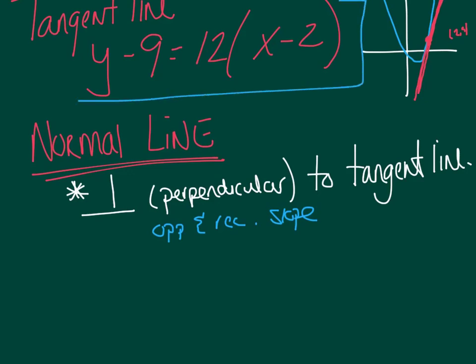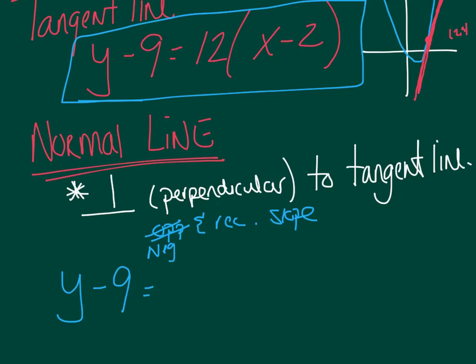I'm just going to take the same exact line that I have here and change my slope to the opposite and reciprocal. So the opposite of 12, or instead of opposite, perhaps you like the word negative better. It's positive, so I'm going to make it a negative 1/12 times x minus 2. Okay, so again, you change the sign and take the reciprocal.